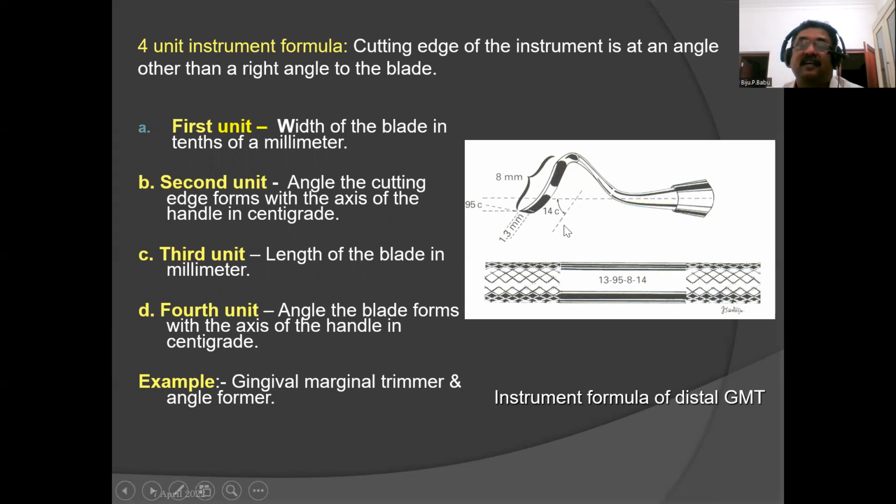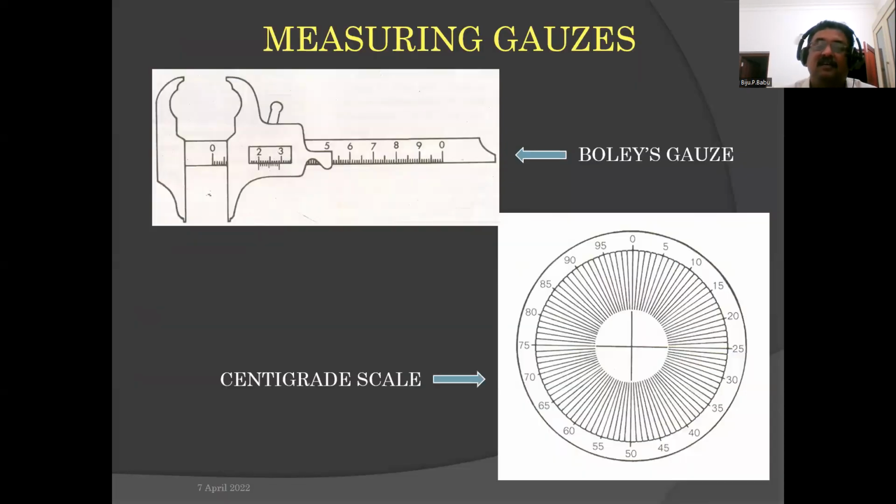The third digit is 8. It tells you the length of the blade, 8 millimeter. And 14, like before, is the blade angle, the angle formed by the blade to the long axis. Usually, instruments having a cutting edge angle have this 4-digit instrument formula. For example, the gingival marginal trimmer and angle former are common instruments that have a 4-digit instrument formula. Hope I am clear with what is a 3-digit and 4-digit instrument formula.